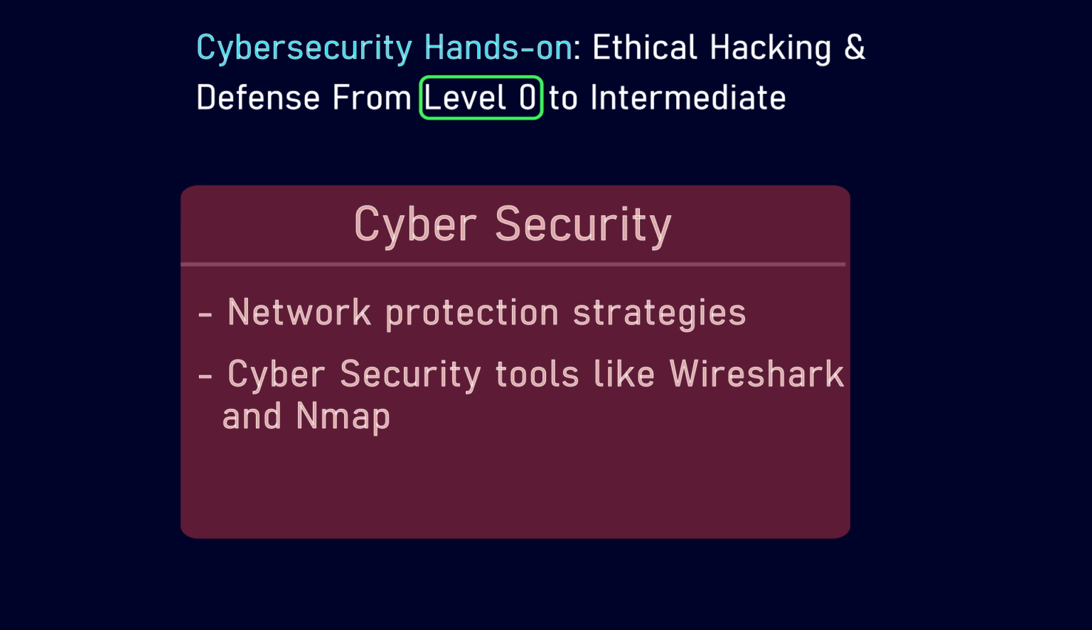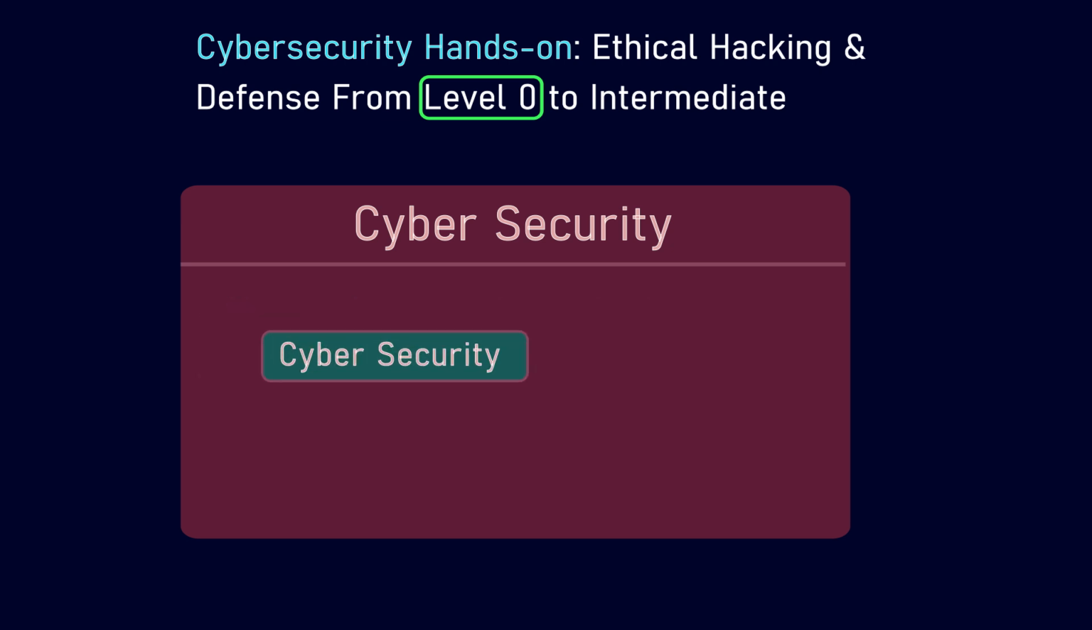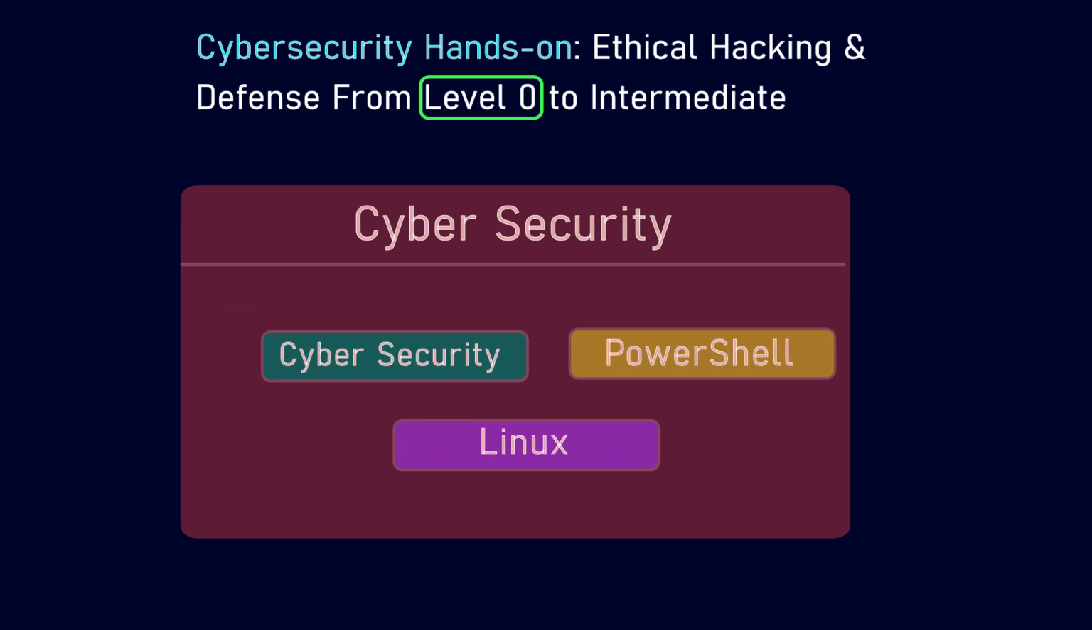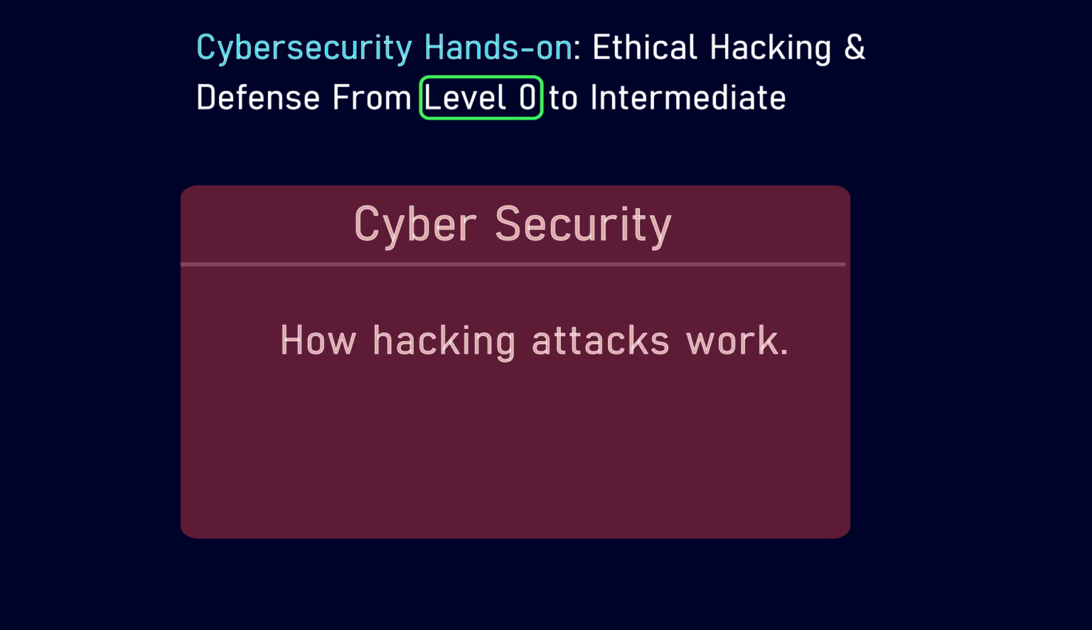By the end of this course, you will have a diverse practical skill set in cybersecurity, PowerShell, and Linux. You will go from level 0 to intermediate. The teaching method follows a clear structure. First, you will be taught how hacking attacks work, followed by explanations on how to defend against them. This approach will help you gain a strong understanding of both sides of the equation.